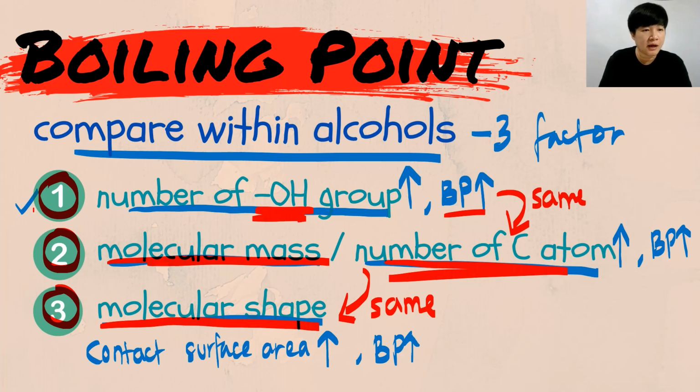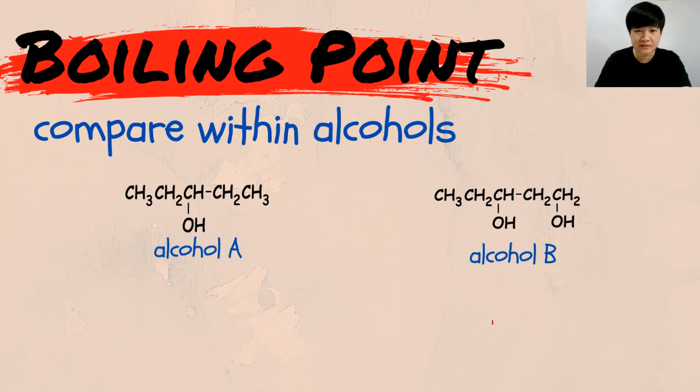So bear that in mind, you can move from the first factor to the second factor because the first factor cannot differentiate them. You can move from the second factor to the third factor because the second factor cannot differentiate them. They are the same. So that is the factors affecting the boiling point and the flow on how to check the factors. Okay? Let's jump into the first example.